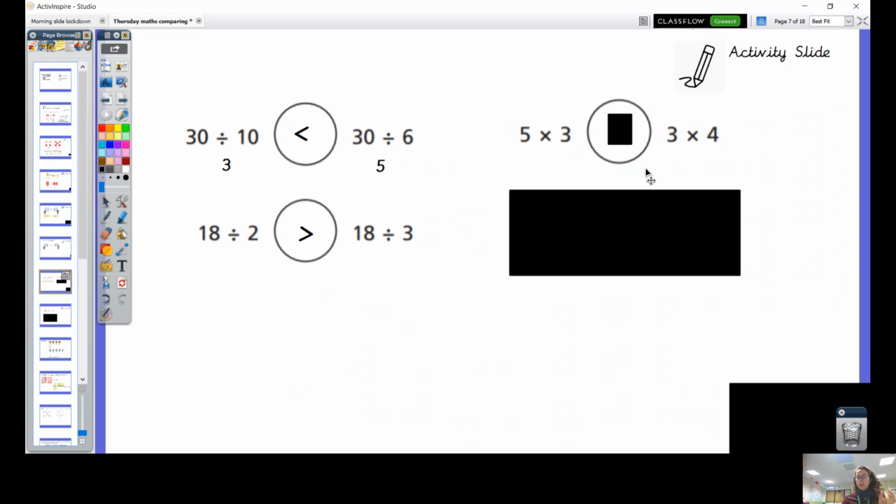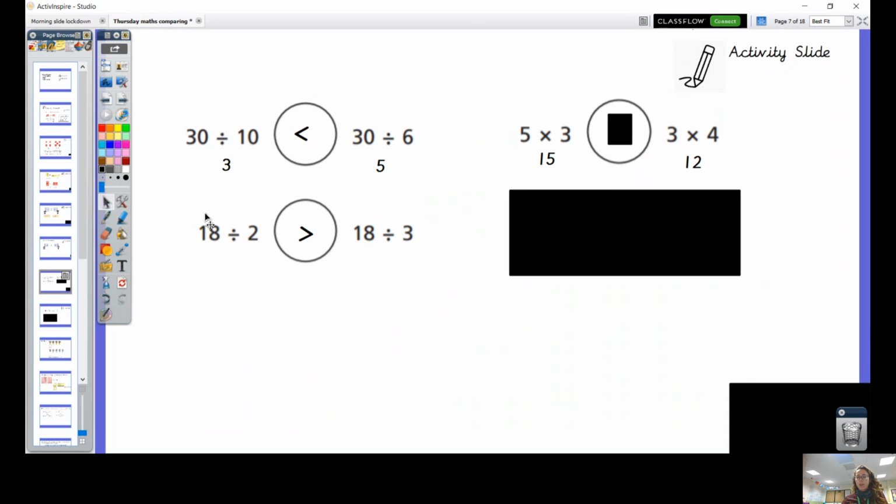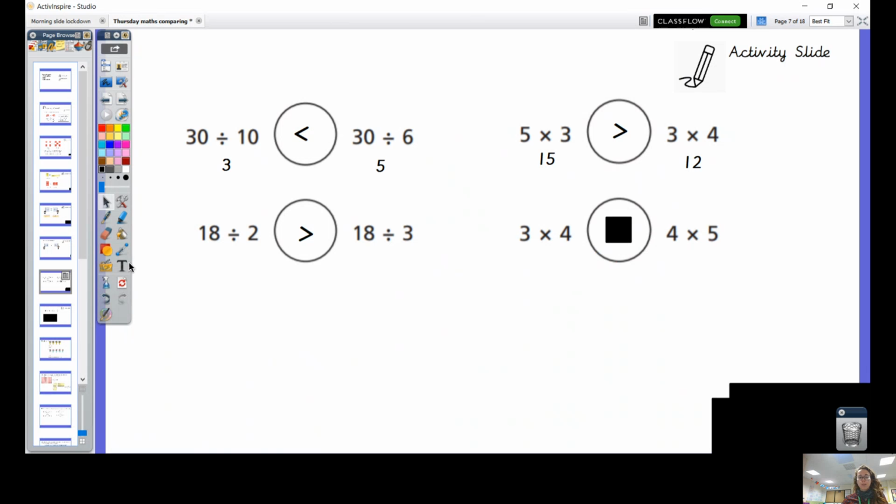Let's go back to a timesing one to refresh our brains on that. So 5 times 3 is a number fact I know. I know that that is 15 because 5 groups of 3 is 15. 3 times 4 is another number fact I know, that's 12. And therefore I can compare them now. 15 is greater than 12. I'd like you to have a go at the next one. Pause the video and have a little go at this one, please. Yep, so 3 times 4 is less than 4 times 5.